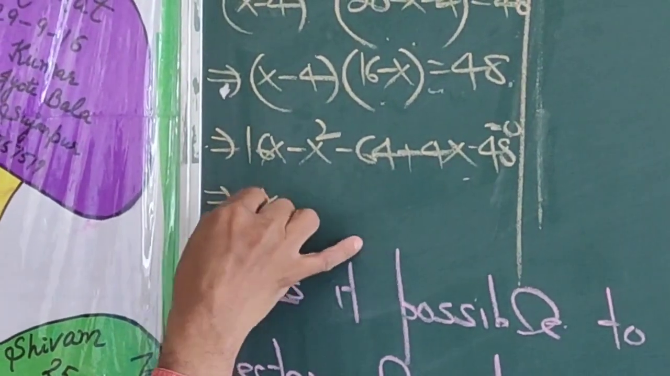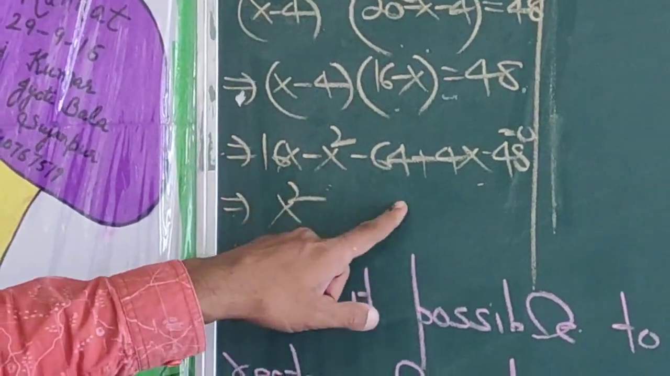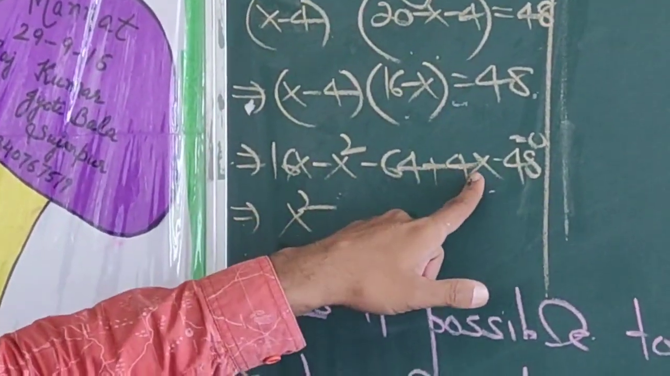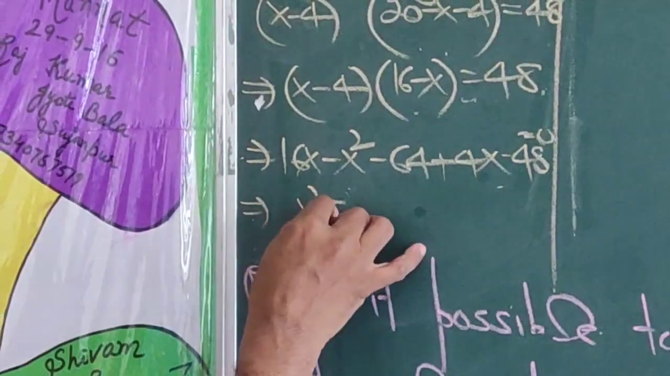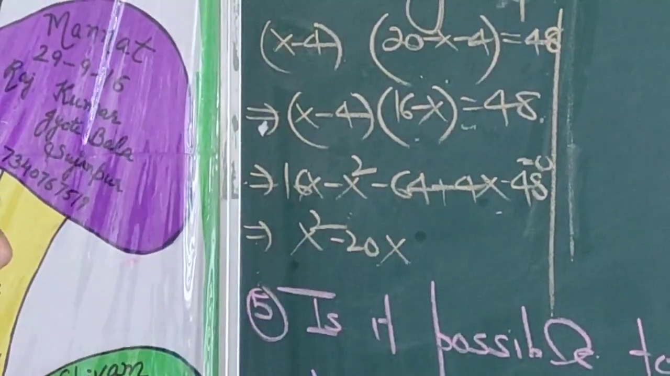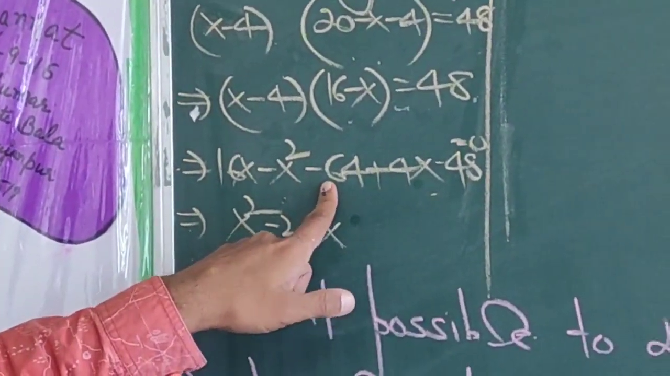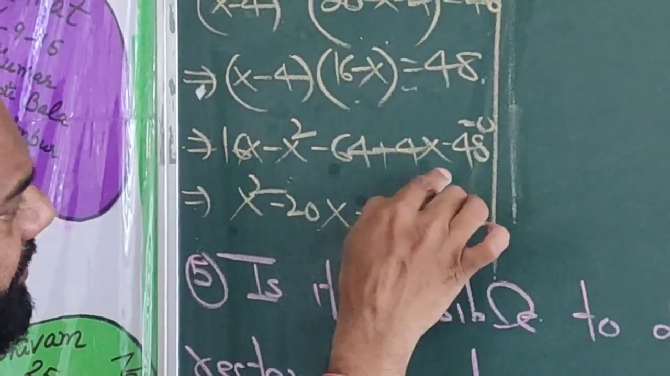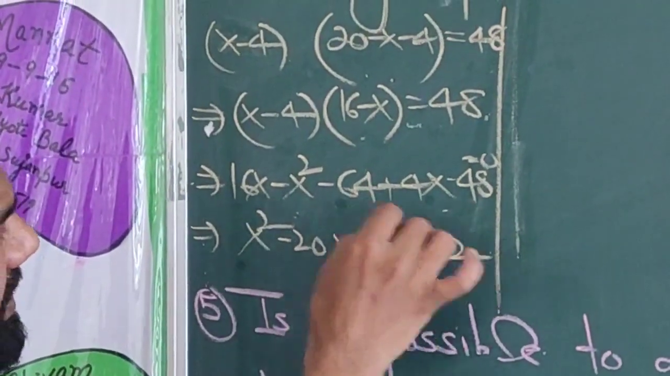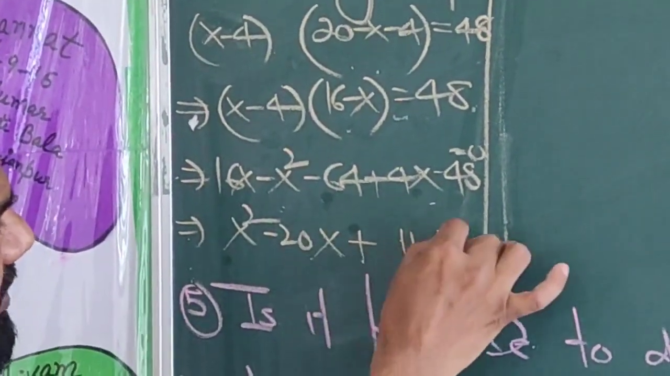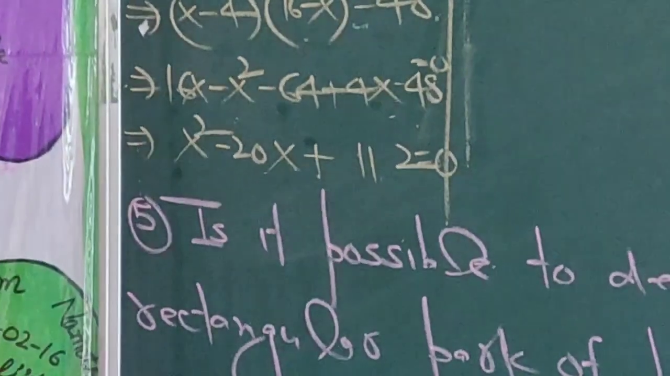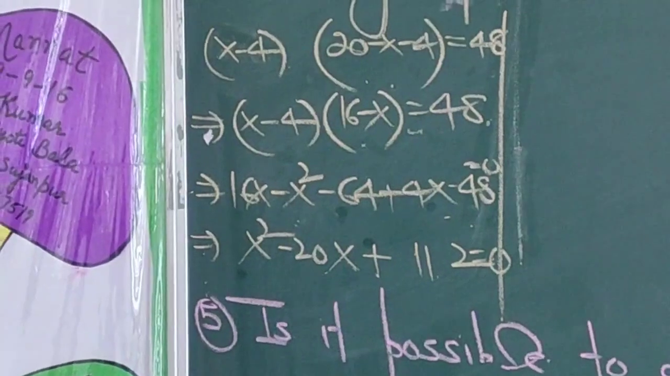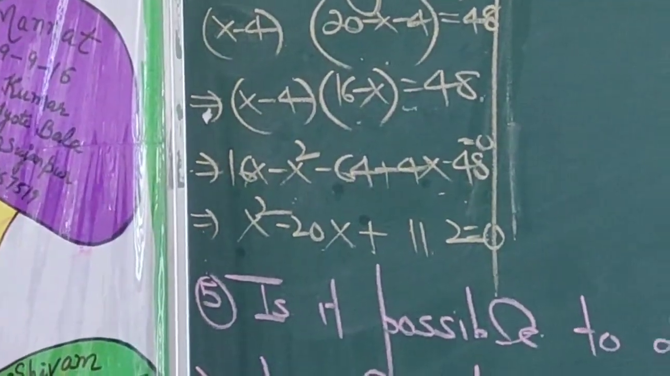So this is x square. By changing the sign of all equations, x square is positive. Now plus 16x plus 4x plus 20x, by taking minus common, so this is minus 20x minus 64 and minus 48. We get minus 112 is equal to 0. And by solving we get this equation is x square minus 20x plus 112 equal to 0.